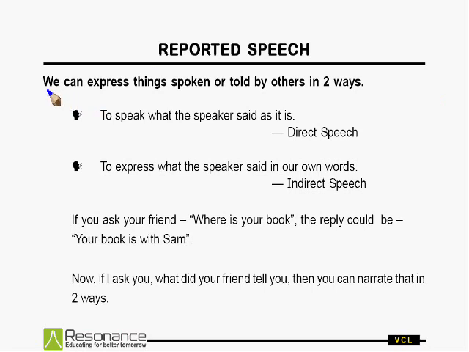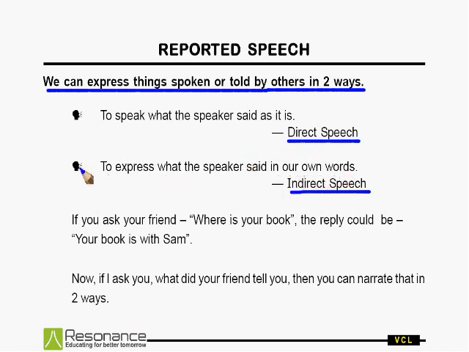Now see, we can express things spoken or told by others in two ways. There are two different ways. First way is the direct narration or the direct speech, and the second way is the indirect narration or the indirect speech. Now see, in the direct narration, what actually has happened? See this example. To speak what the speaker said as it is. This is called the direct narration. Whereas as far as indirect narration is concerned, to express what the speaker said in our own words.